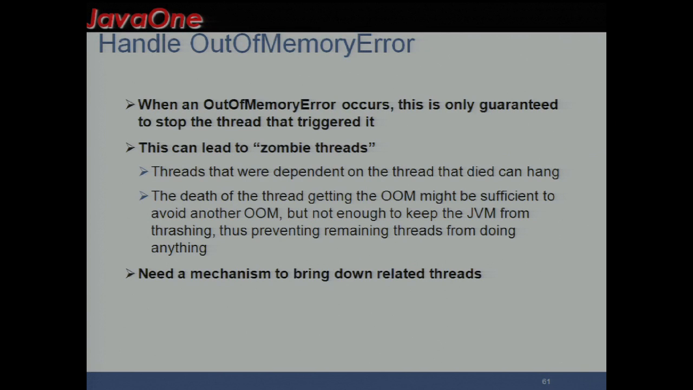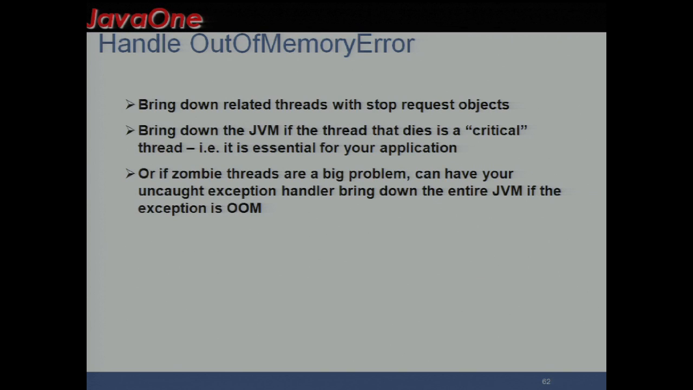So when an out-of-memory error occurs, as I mentioned earlier, it's only guaranteed to stop the thread that triggered it. So you can end up with what I call zombie threads, right? The threads that were dependent on the thread that died can hang. The death of the thread that got the out-of-memory exception might free up enough memory to allow things to proceed, but probably not. So if this happens, you need some way of bringing down all your related threads.